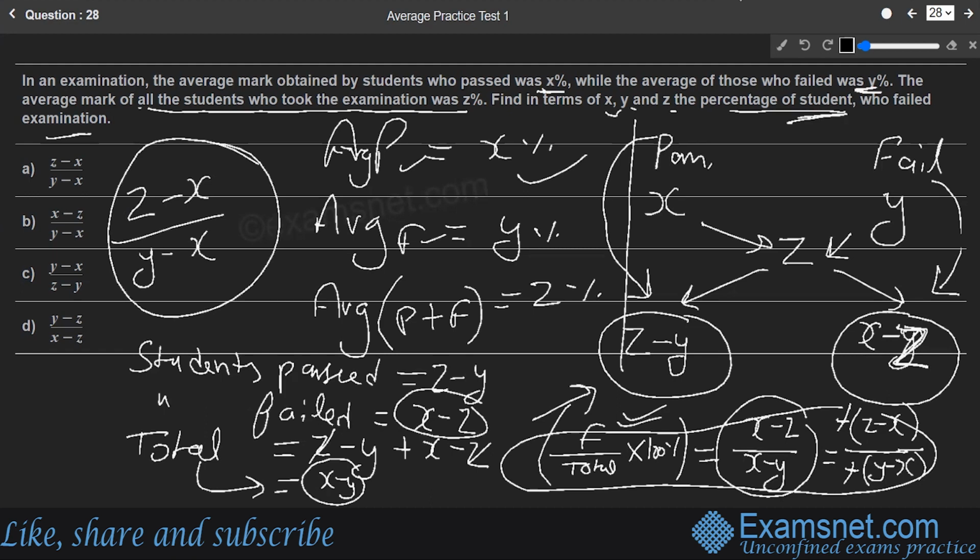Z minus X over Y minus X. That is the required answer, and it is clearly available in option A. So that becomes the right answer for us. Z minus X over Y minus X is going to be the right answer for us.